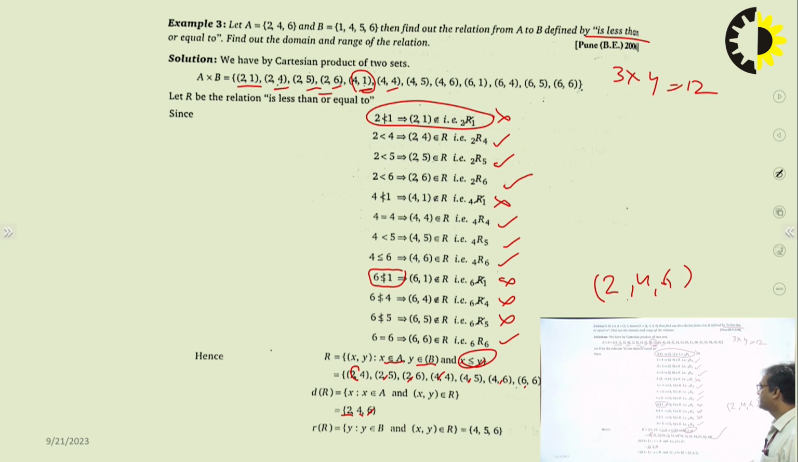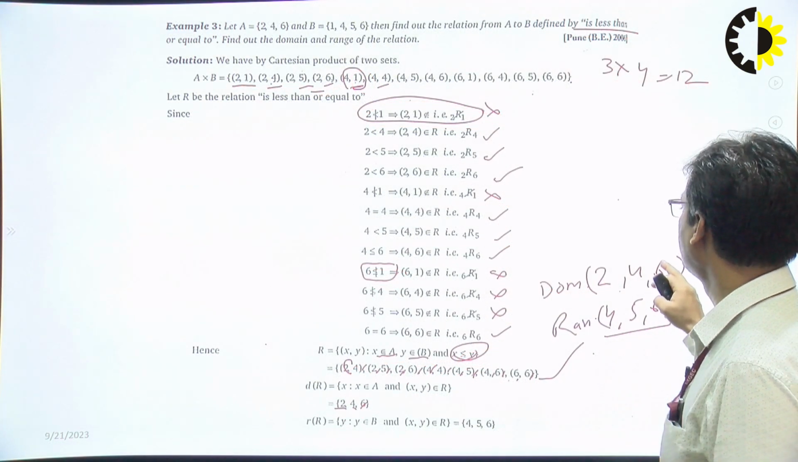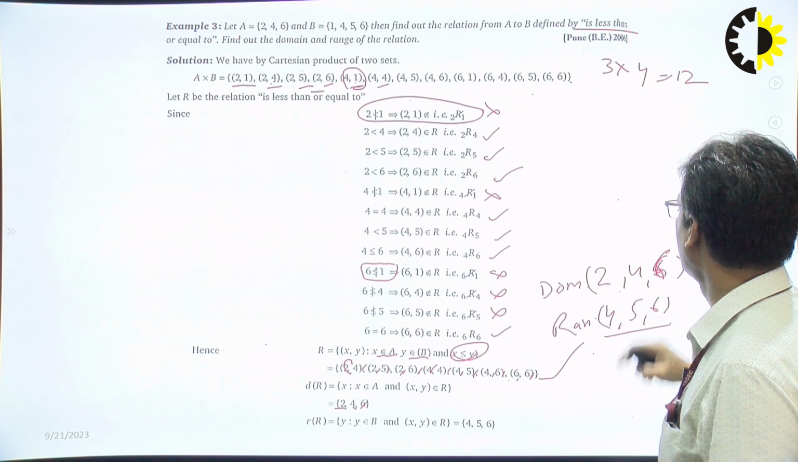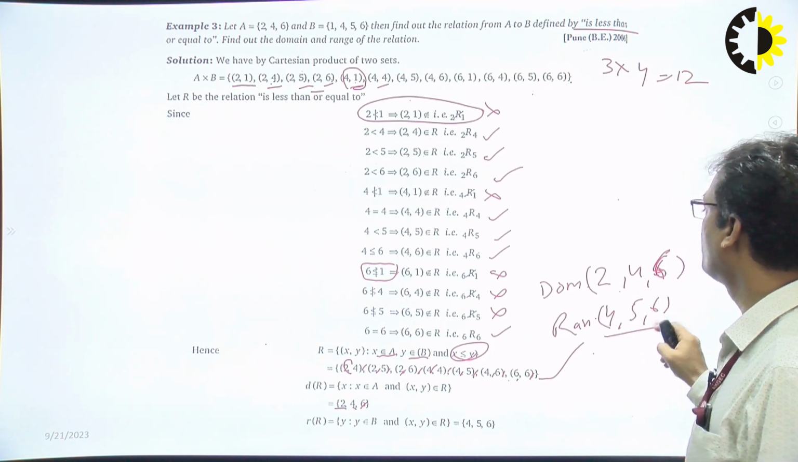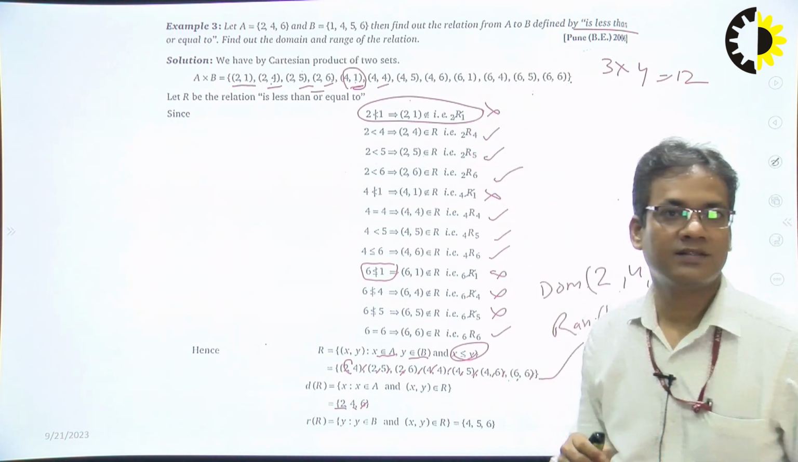Now we come to the range. Range is the second element of your ordered pair, that is 4, 5, 6, 4, 5, 6 and 6. That means 4, 5 and 6. That means your range is {4, 5, 6}, and this is your domain, right? So all the elements of A are in the domain, but the range has only 4, 5, 6. 1 is not there, though it is in set B.